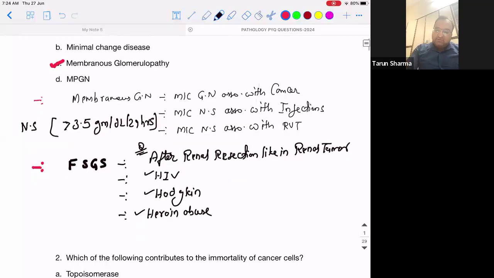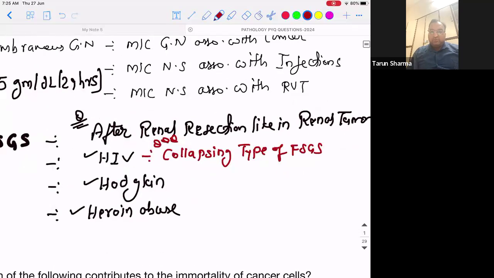Even in HIV, there is a particularly important kind of FSGS, also called collapsing type of FSGS. So please remember, this is a very, very important question: which type of FSGS will be seen in an HIV patient? The answer will be collapsing type of FSGS. This question has been there in so many exams. In the last 5 to 7 years of exams, I have seen this question 2 to 3 times. So please be aware that the type of FSGS associated with HIV cases is the collapsing type.